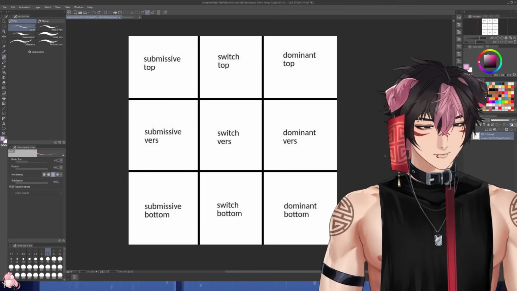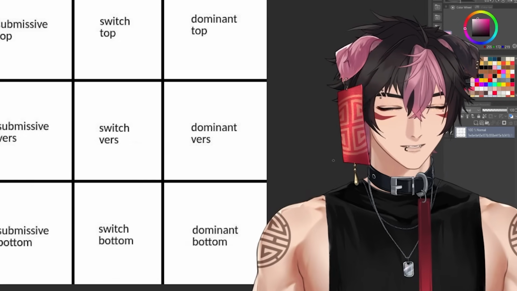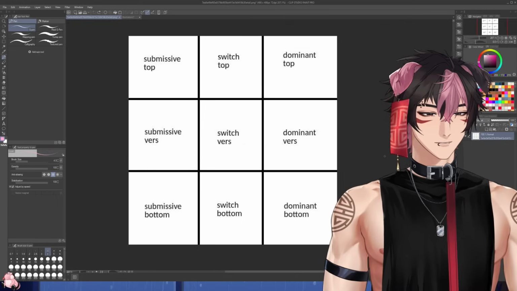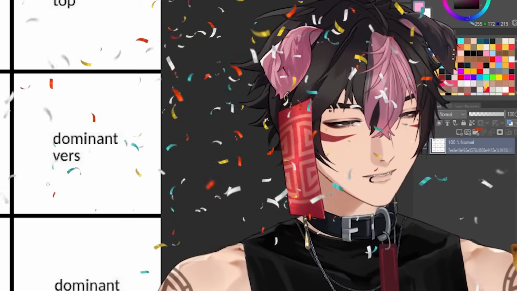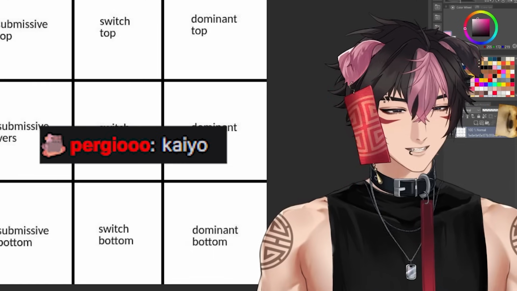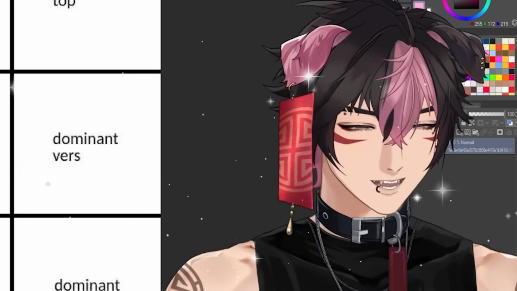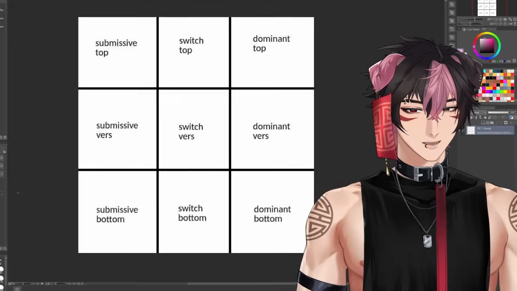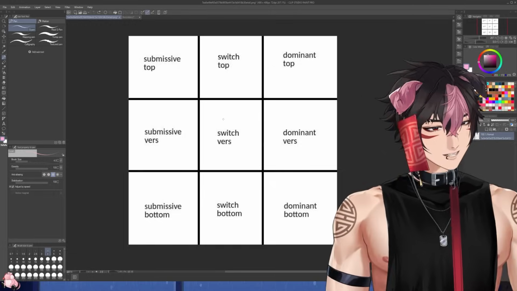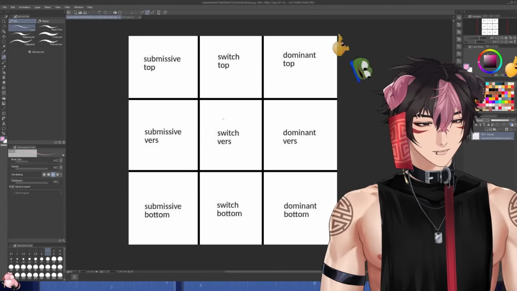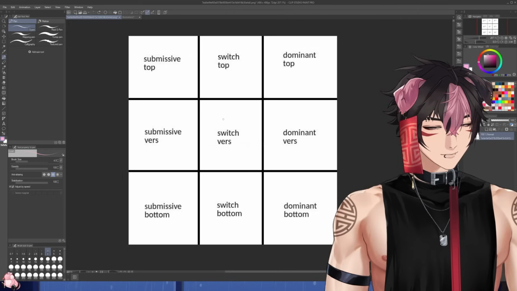Let's start the test. What do we call someone who likes to do the inserting, but they like to be taken control of by someone more dominant? Sub top, woo! Exactly. Kaiyo, that's the right answer. Oh, yeah. That's me. Okay, you guys are so good. So basically, if you're a switch verse, you're indecisive, like, pick one. I'm just kidding.